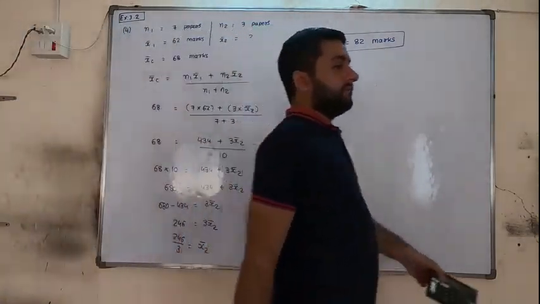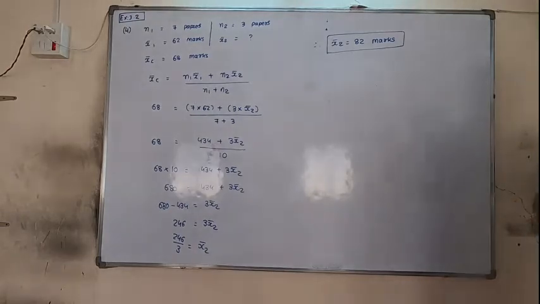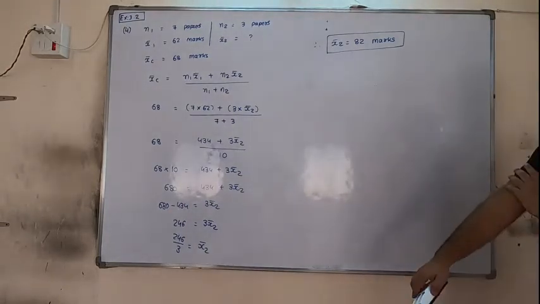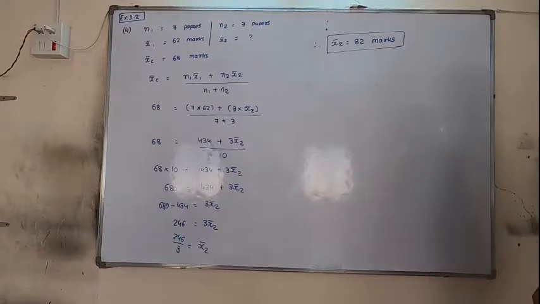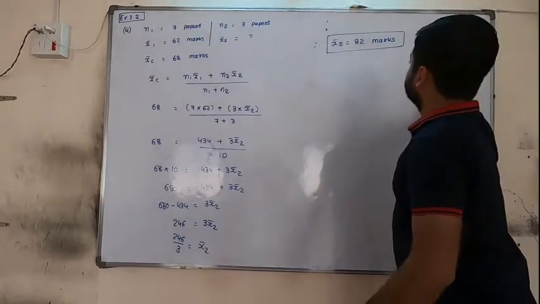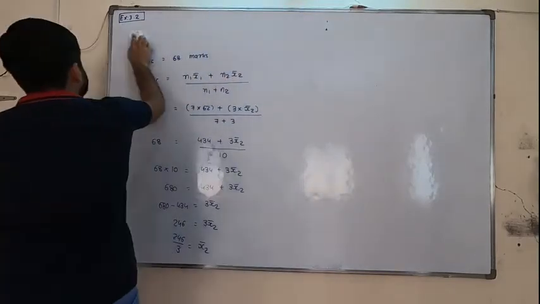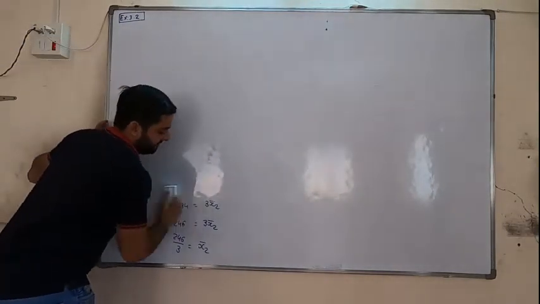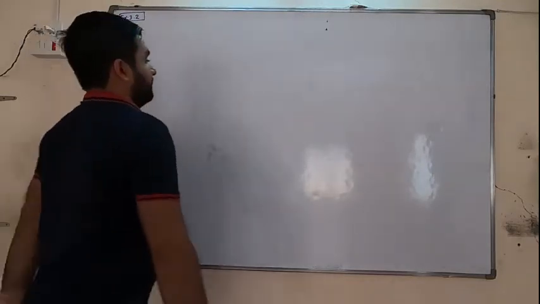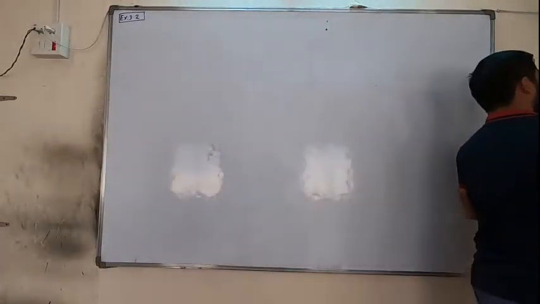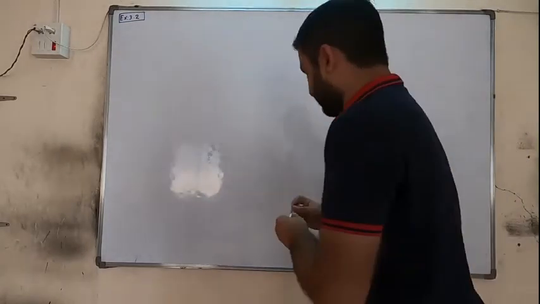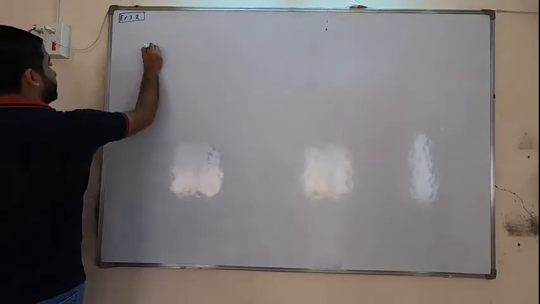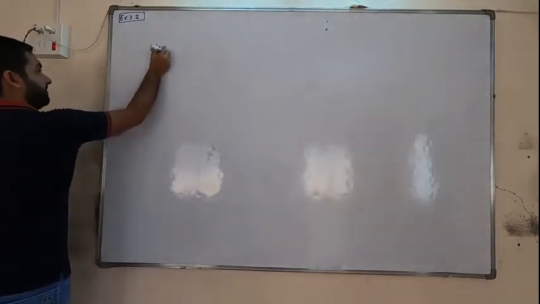Okay, so this was about the combined mean. Now we are writing the formula for weighted mean. So the two sums for combined mean are over. Very simple formula is there. Okay. All this is mostly repetition of 10th standard only. Now we are writing the new formula. Give the heading.